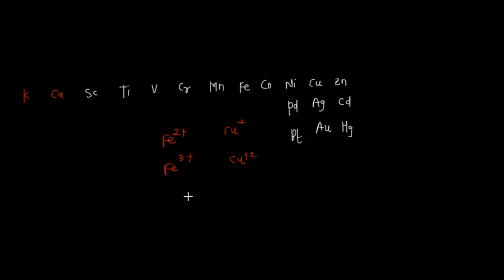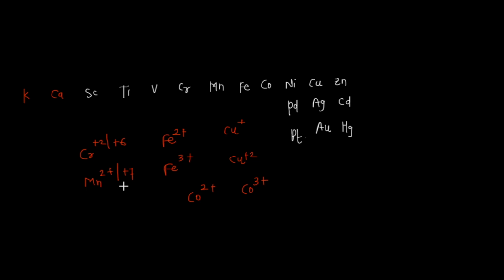For example, cobalt can form ions with +2 charge or +3 charge. Next, chromium can have variable oxidation state from +2 to +6. Manganese can have variable oxidation state from +2 to +7. So these are the variable oxidation states shown by transition metals.